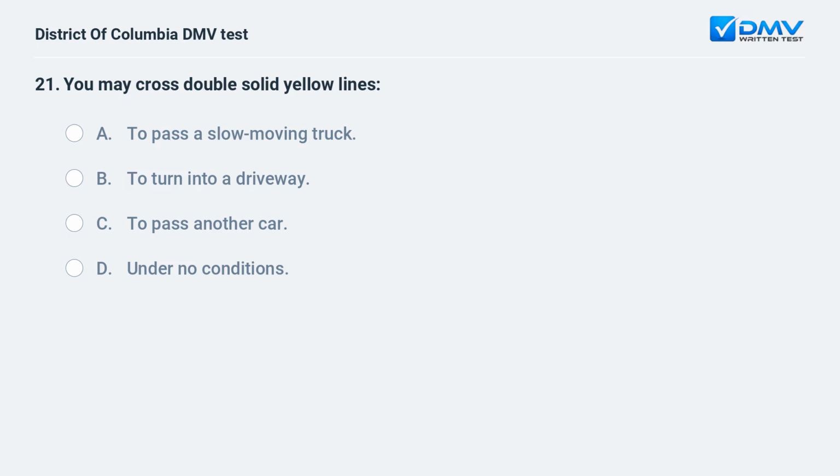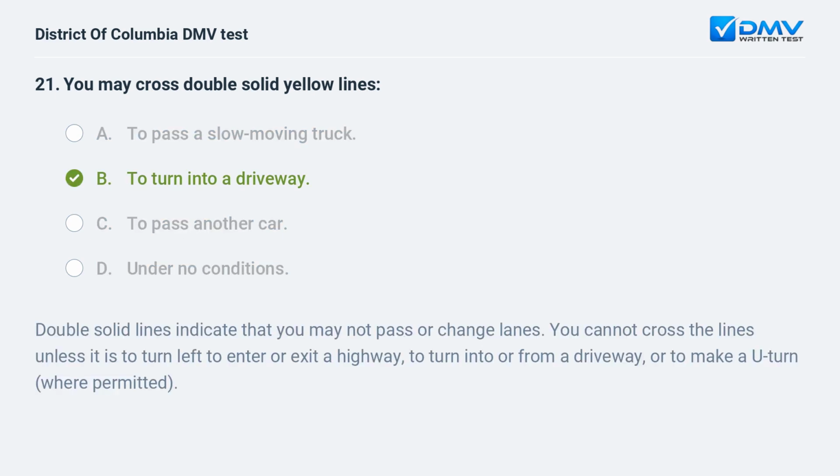You may cross double solid yellow lines. A. To pass a slow-moving truck. B. To turn into a driveway. C. To pass another car. D. Under no conditions. B. To turn into a driveway.